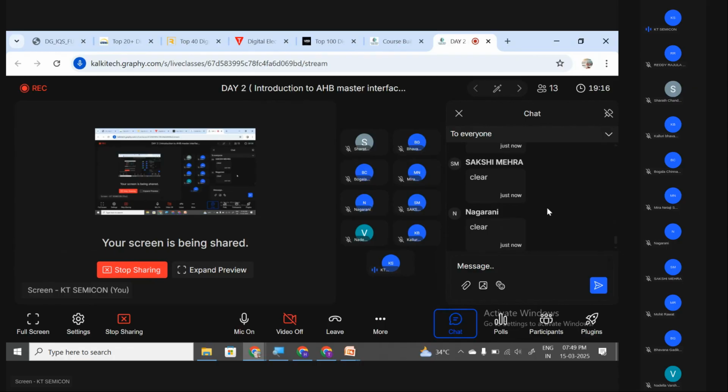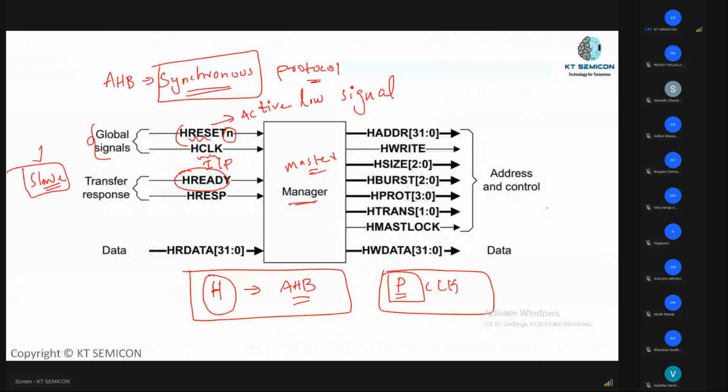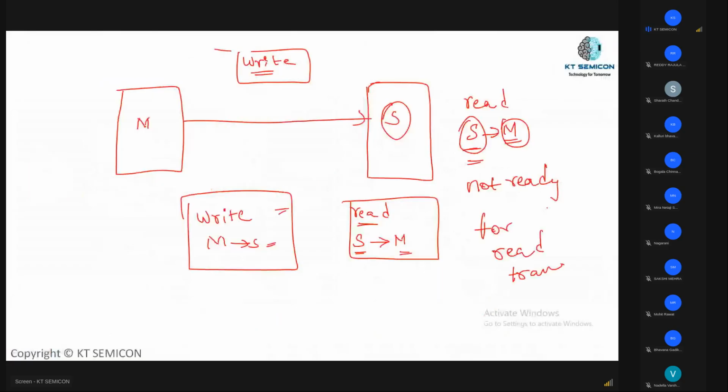I got only three or four responses, I think. What about others? Is it clear? Or shall I explain it one more time? Okay, so this is about the HREADY signal.